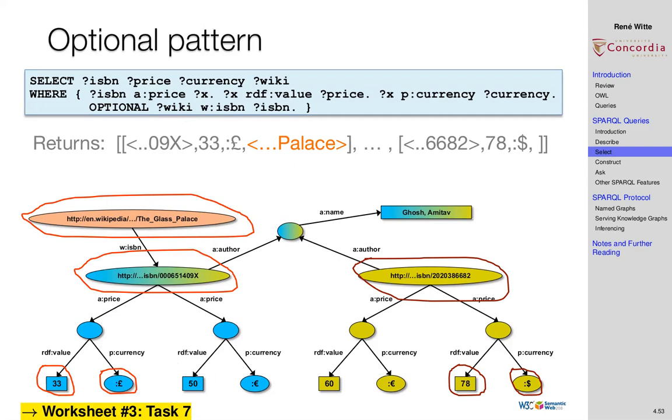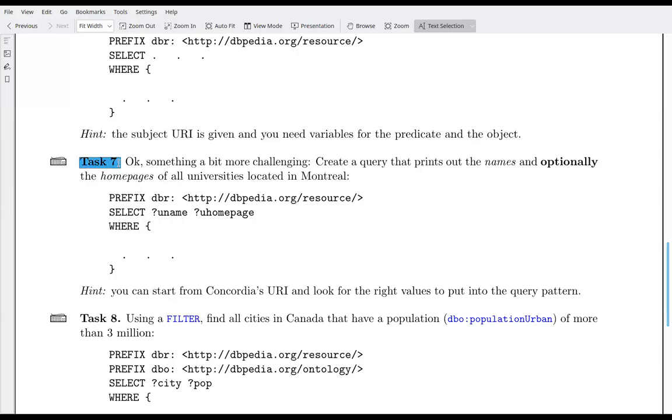To try this out, there is another task on the worksheet, task number 7. It's somewhat similar to what you've just seen, except we're using universities together with their homepage. What I want you to write is a query; you already have the select clause given. I want to have the university name together with the university homepage, but the university homepage has to be optional. So you have to find all universities located in Montreal, name and homepage, where the homepage has to be optional.